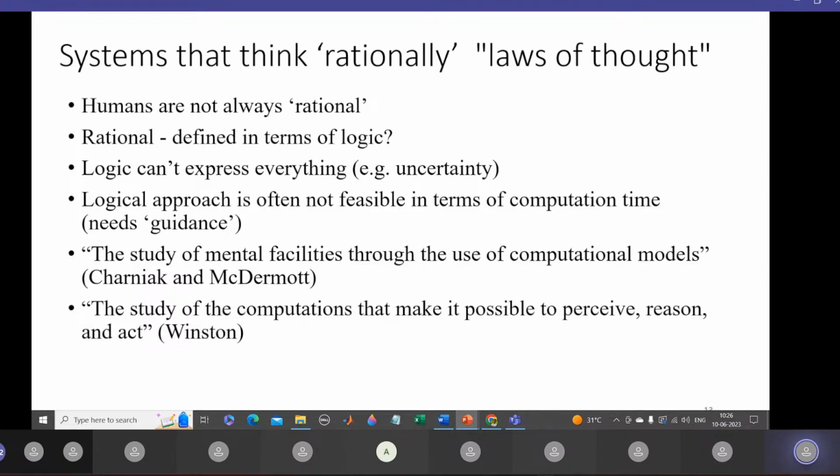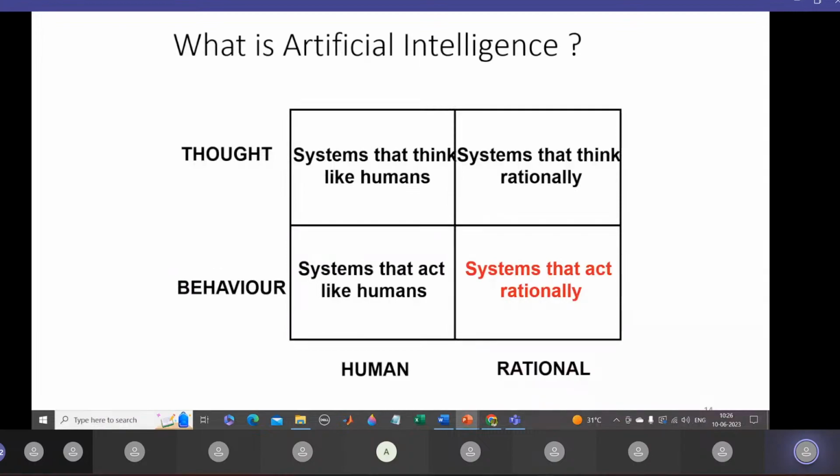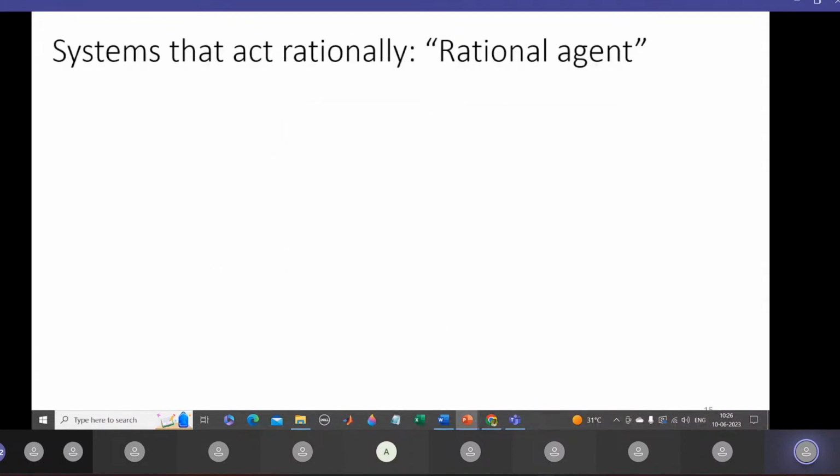Okay, systems that act rationally. So we have the rational agent. So what is rational behavior? It means doing the right thing. Doing the right thing. Doing things right is different. Doing the right thing is different. How do you differentiate this?